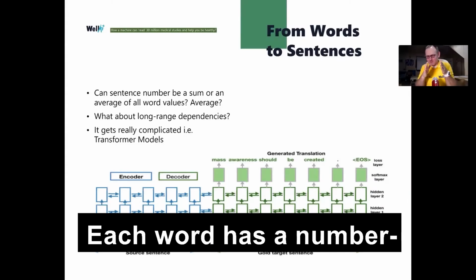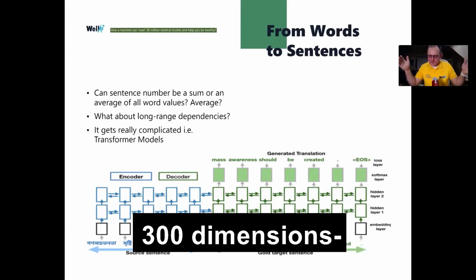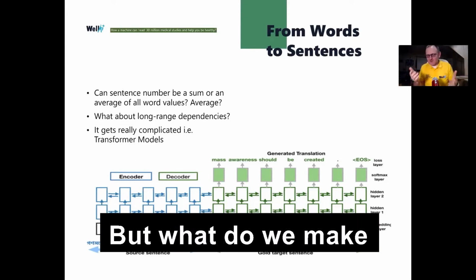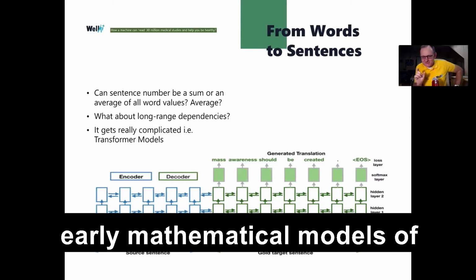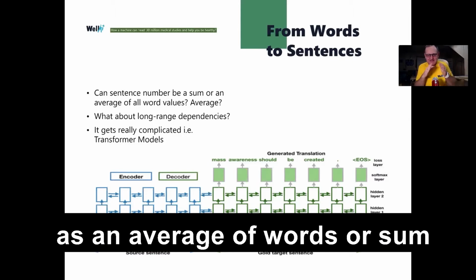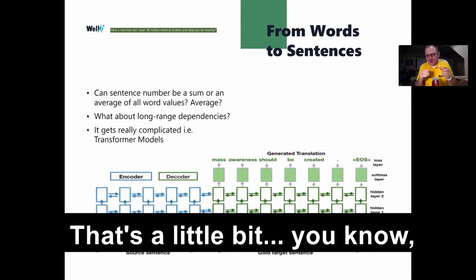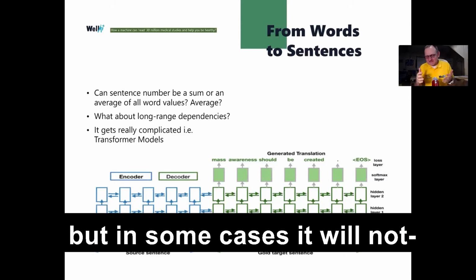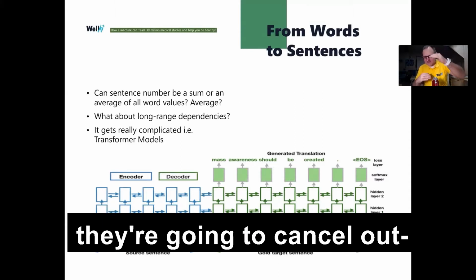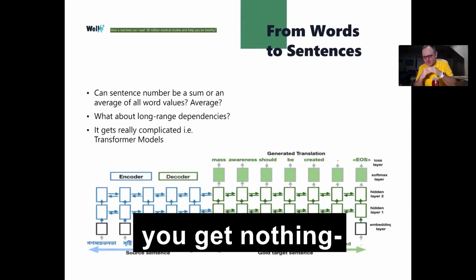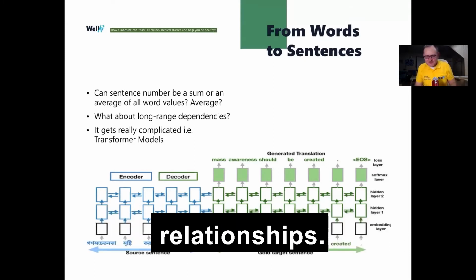Each word has a number or a set of numbers. In fact, there can be very long sets of numbers, like 300 dimensions. But what do we make of a sentence? The early mathematical models of language treated sentences purely as an average of words or a sum of words. That worked a little bit, but in some cases it will not work. For example, if you have two words that are opposites, they're going to cancel out. You get nothing. So it will not understand a lot of these relationships.